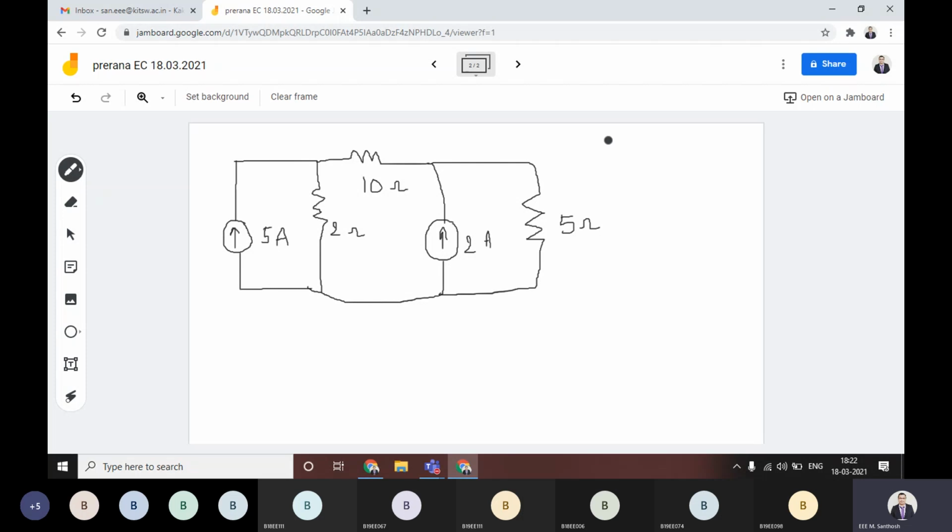Here in this case I am giving you the options. You have to find the current flowing through this 5 ohm resistor. What is the current? Okay, current through this 5 ohm resistor you have to find. A 0, B 2 amperes, C 3 amperes, D 7 amperes.